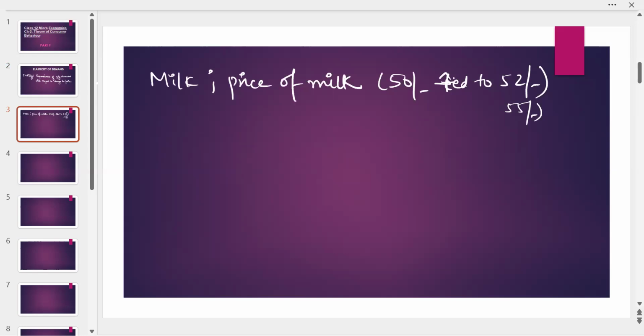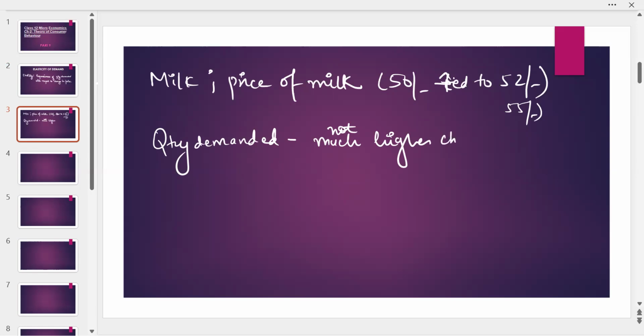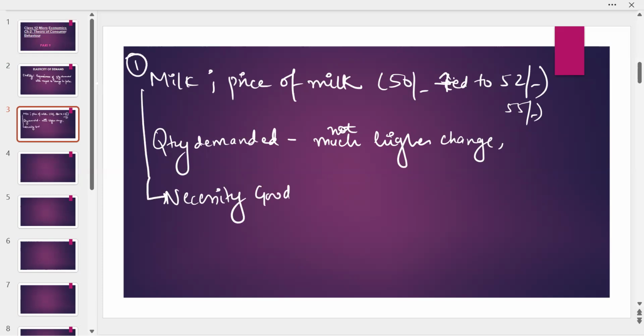So, do you think that will impact the quantity demanded much? No. Why? Because the quantity demanded will not change much. Almost there will be no change. The reason is that if we don't have any alternatives to milk, it is a necessity good. So this is the first example.